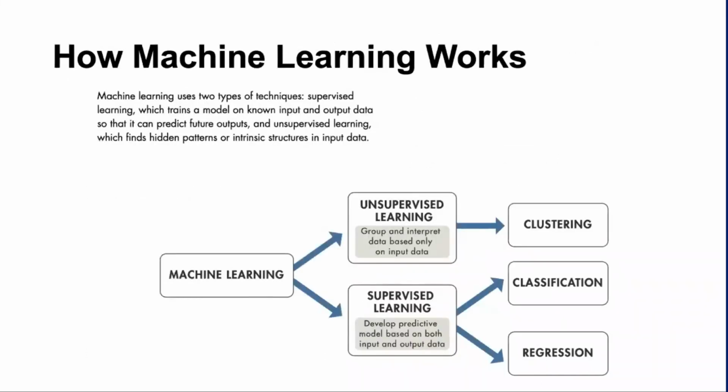Now, how machine learning works? So it uses two types of techniques. Generally, we have supervised learning and unsupervised learning. Now, what is the difference between these two? So the use of supervised and unsupervised learning is based on the available input data. So if you have an input data that is labeled in a sense that you know what is the output from this input.